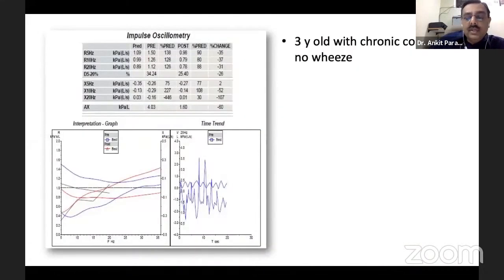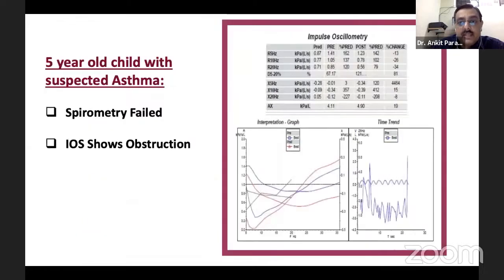Now, to come back to the cases which I had shown you. This is a 3-year-old boy who presents to us with chronic cough and no wheeze. Once we do an oscillometry, the R5 values are significantly increased. Something like 100 is normal, and these values are significantly increased to 138. Once you do a bronchodilator reversibility, it reduces by 35%. So the resistance values reduce once you give bronchodilators, and it definitely helps us in management, showing that there's obstruction, there's reversibility, and we need to follow up this child on inhaled corticosteroids.